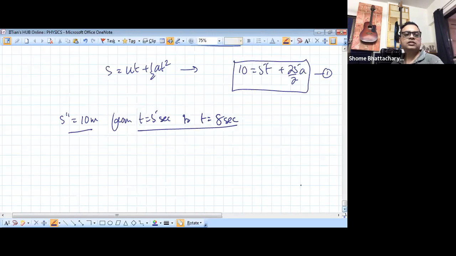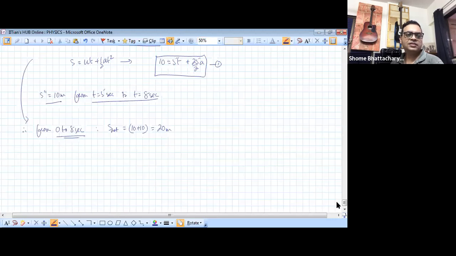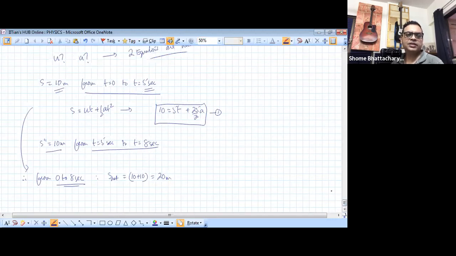So now what we can use here is the fact that from 0 to 8 seconds in this time interval, what is the net displacement? It is 10 plus 10, 20 meters. Is this point clear to all of you? If in the first 5 seconds the displacement is 10 meters and then in the next 3 seconds the displacement is 10 meters again. This is the next 3 seconds. This was the first 5 seconds. So what is the total displacement after 5 plus 3, that is 8 seconds? 0 to 8 seconds, the net displacement is 20.